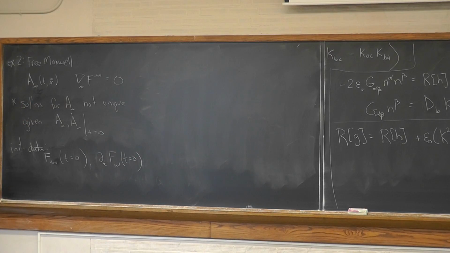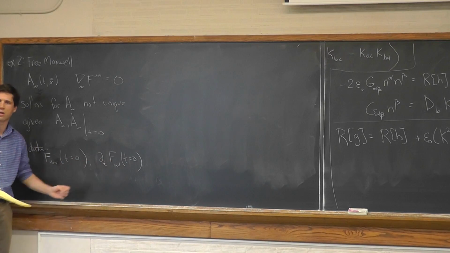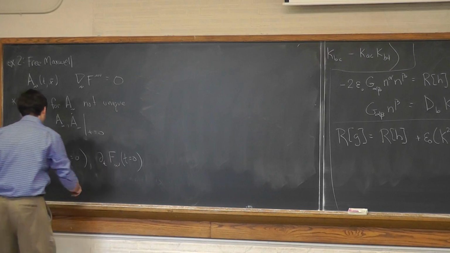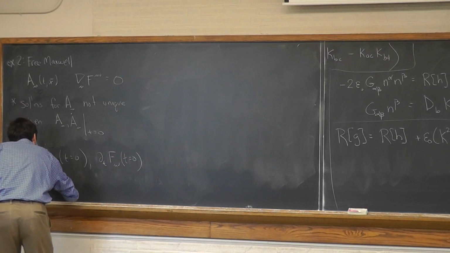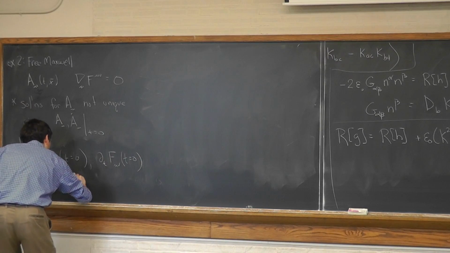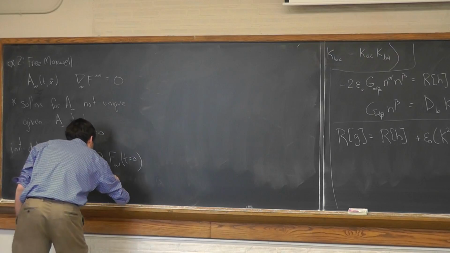And these are supposed to give the fields uniquely at late times, and they do. But there's a subtlety here, which is you can't just hand me any old E and B field. The E and B fields that you give me at time 0 must obey the Gauss constraint.